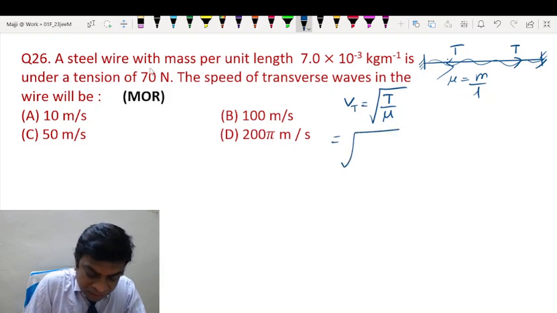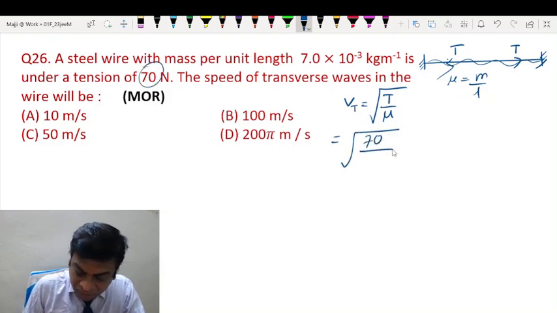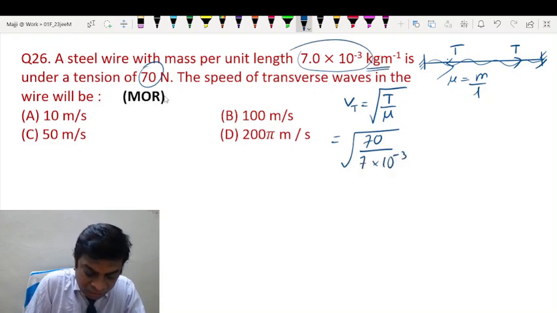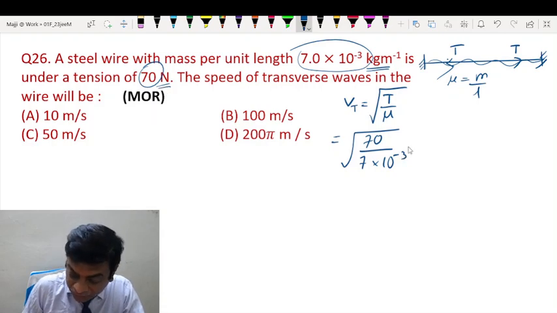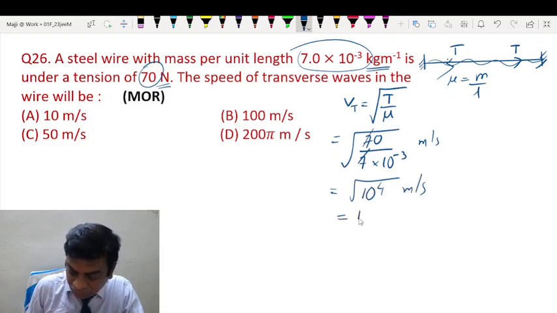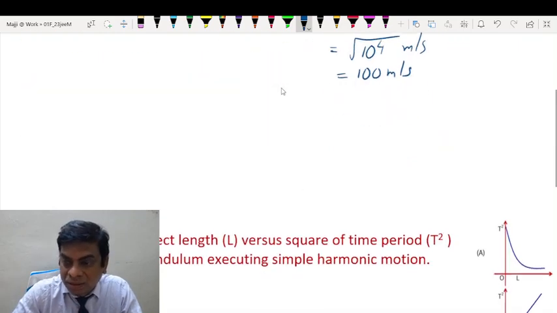So tension is given as 70 newtons. So I place 70 here. Mass per unit length is 7 into 10 to the power minus 3. Remember students, we are substituting all the values in SI unit, so we can expect the answer in SI unit. So 7 gets cancelled. 10 power minus 3 goes out, becomes 10 power plus 3. So root of 10 power 4 is 10 power 2, that is 100 meters per second is the answer.